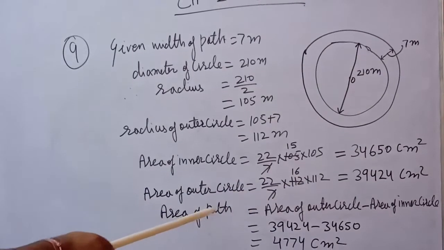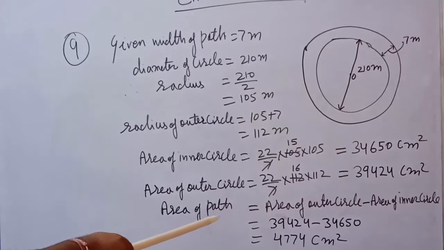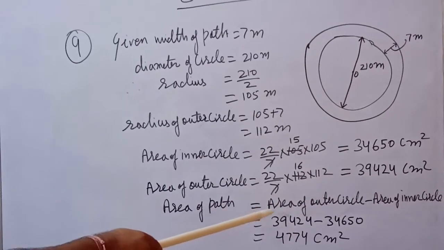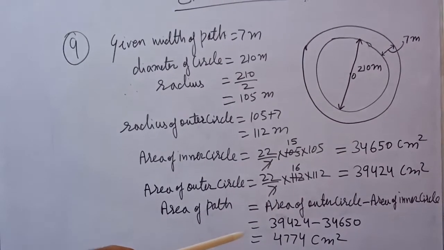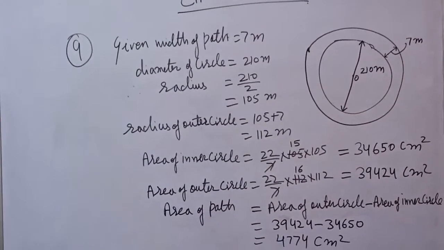Now area of the path equal to area of the outer circle minus area of the inner circle. That is 39424 minus 34650, that is 4774 centimeter square. So in that manner you will do sum number 9.